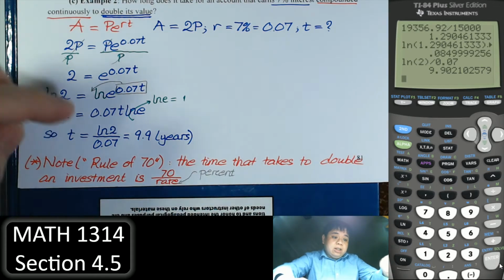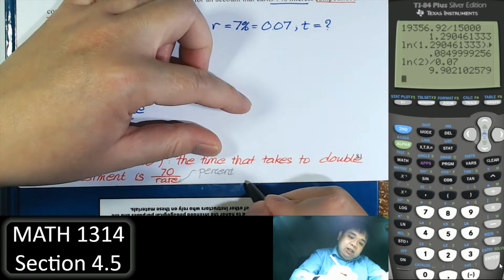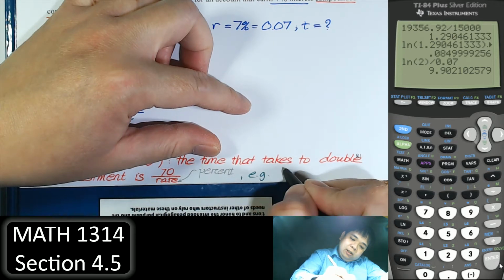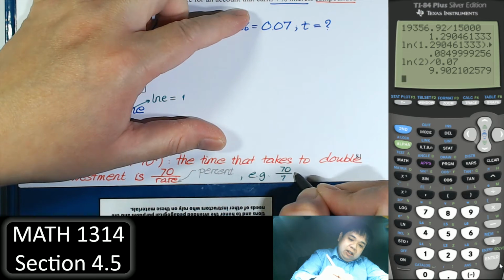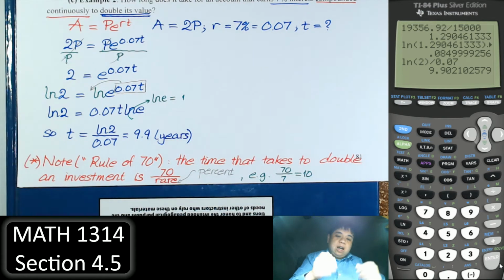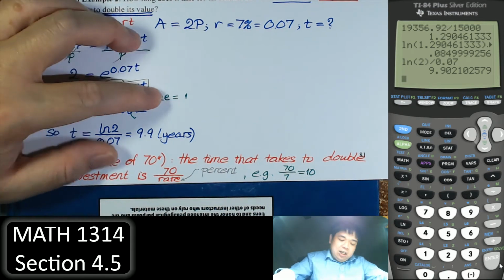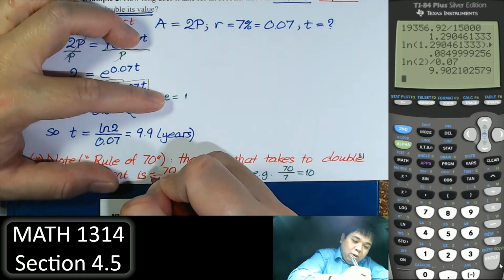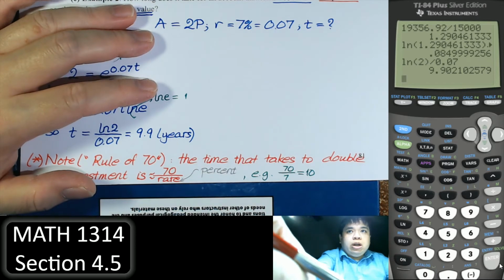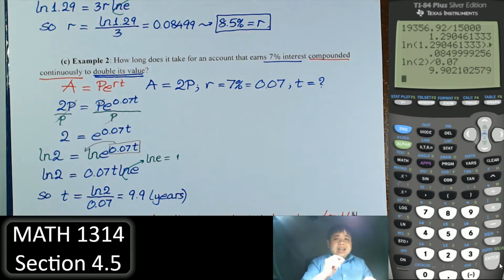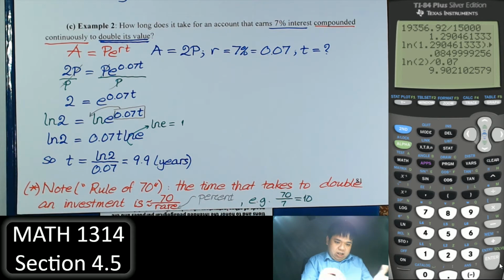So for this instance, we have 70 divided by the rate, which is 7%. So that's about 10 years. The time it takes to double an investment is approximately equal to that, so it's not exact. And we know that continuously compounded interest is a little more than just any compound interest. But regardless, it is an approximation. So that's about 10 years.